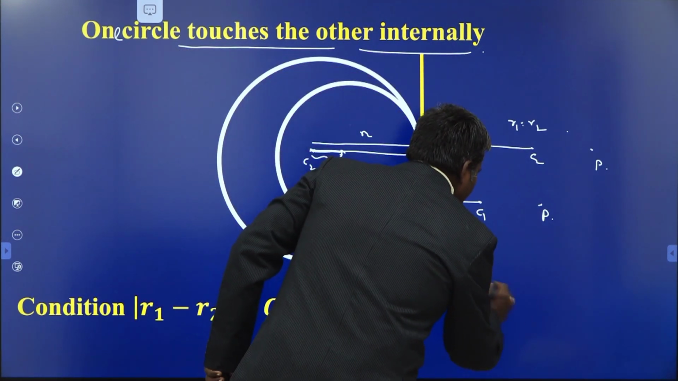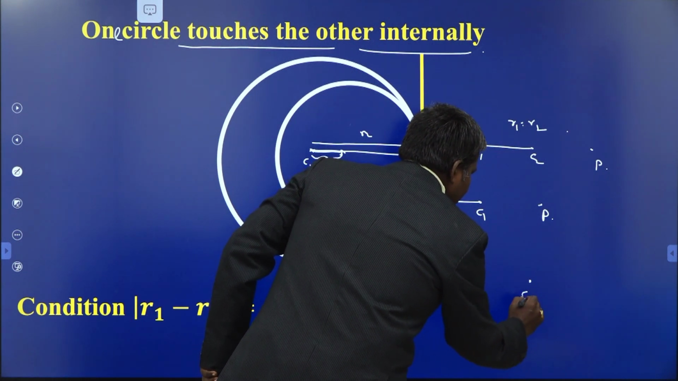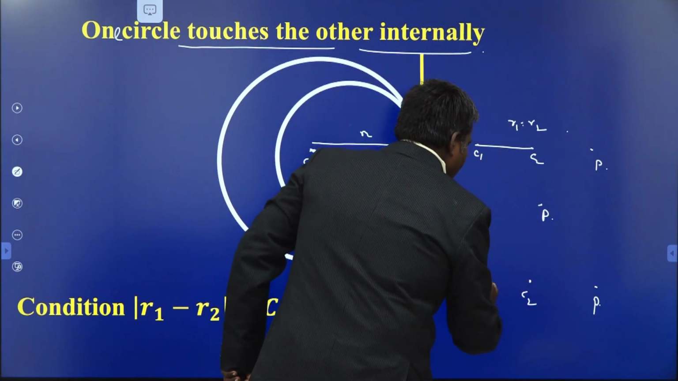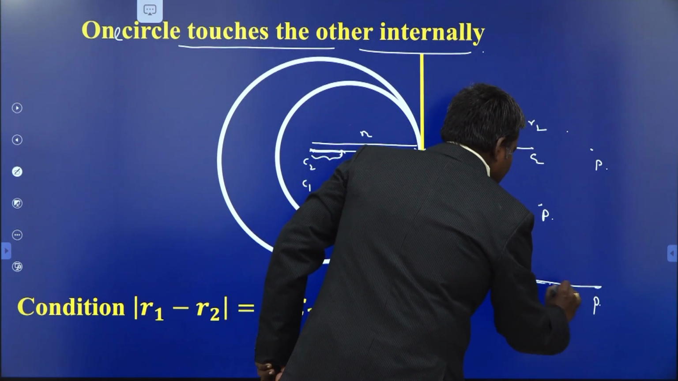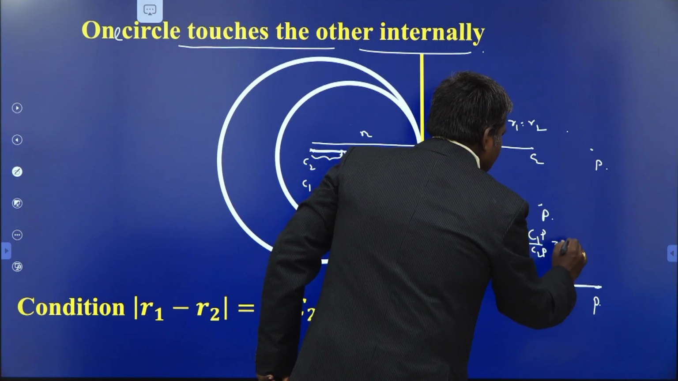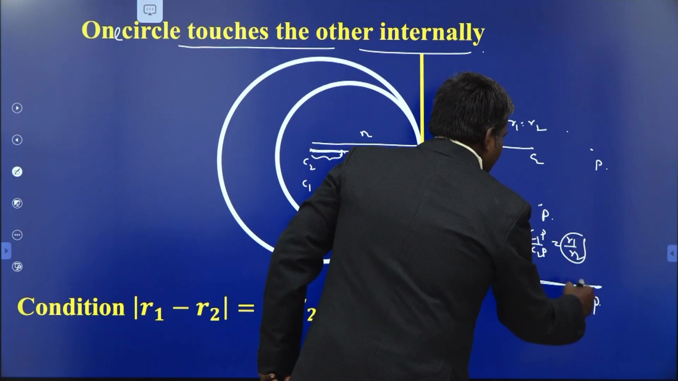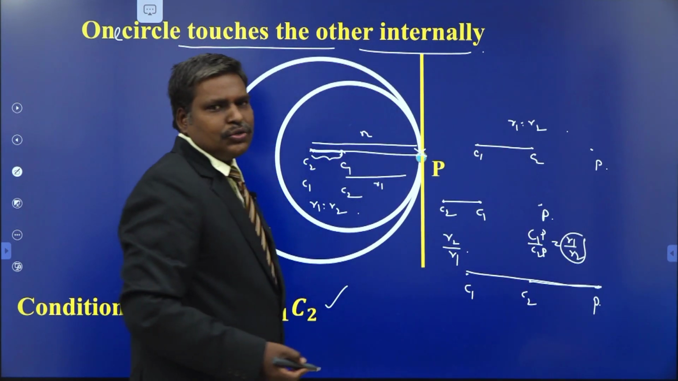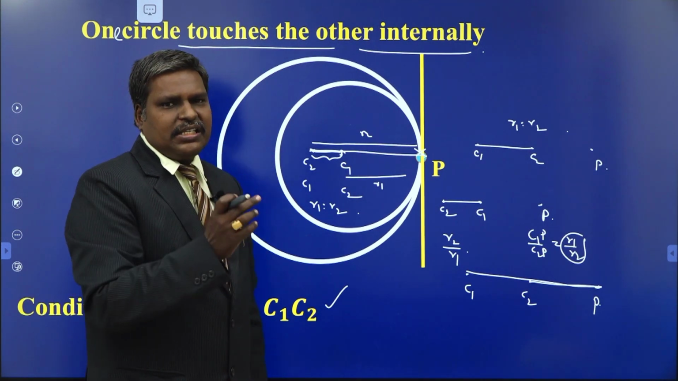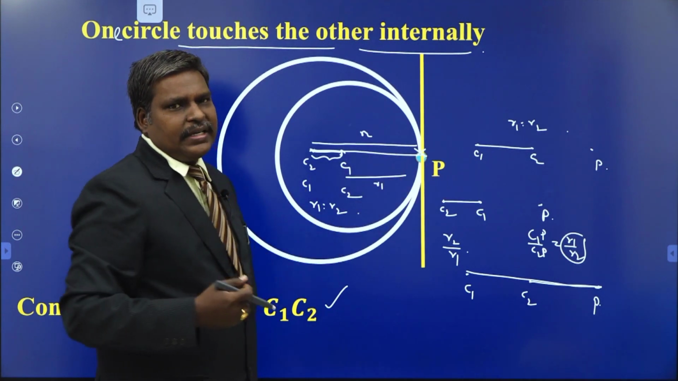Suppose the two centers are in this manner. Suppose if it is C1, if it is C2, it is your point of contact P, then what is the ratio? C1P by C2P, it is nothing but R1 by R2. The ratio is external, R1 is to R2 externally. C1, C2 bar is the line segment. P is the point of contact.